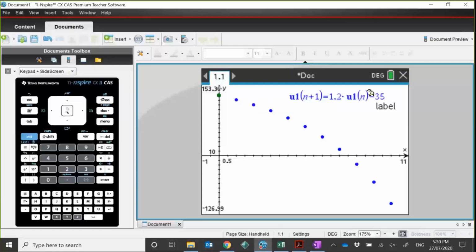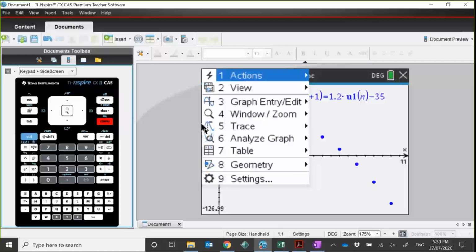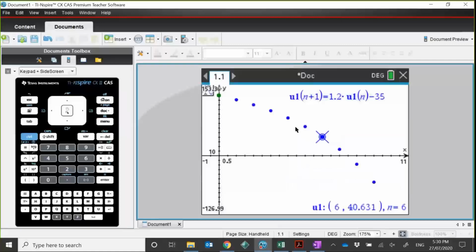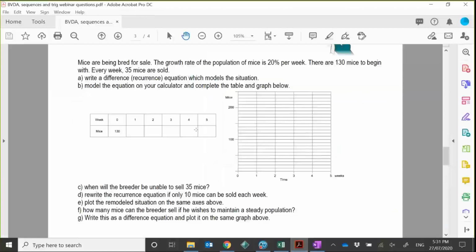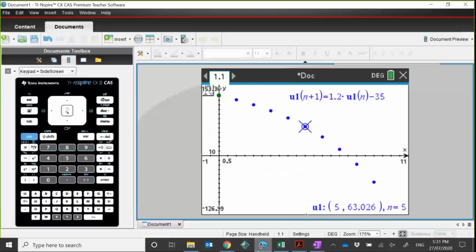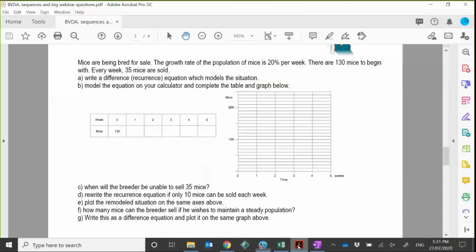Now, if you have to fill out the table of values, we can trace these points. So if you go menu, trace, graph trace, you are now looking at all of those data points. So here you're starting with 130, then you're dropping down to 121, 110, 97, 81, and 63 for week 5. So those numbers there, you can put into your table, and you literally just copy the graph that you have drawn, that scatter plot, that sequence plot. You would copy and paste that onto the test paper grid that they've given for you. Okay?